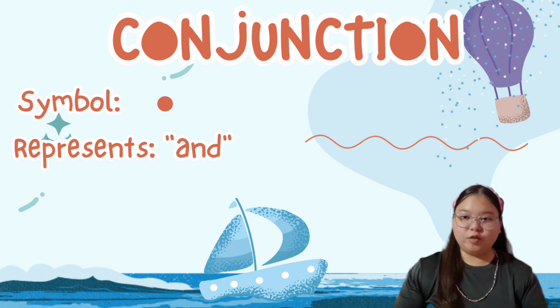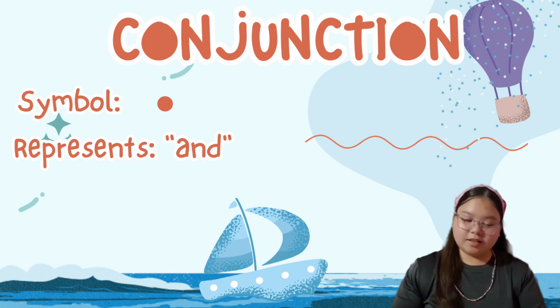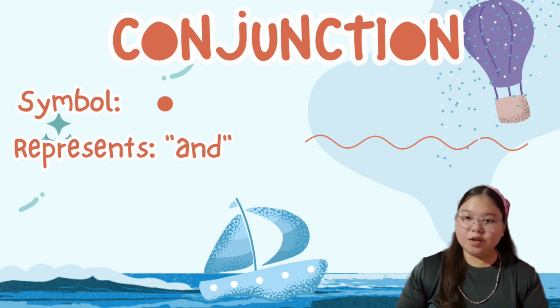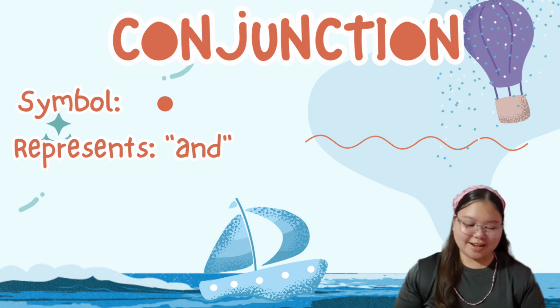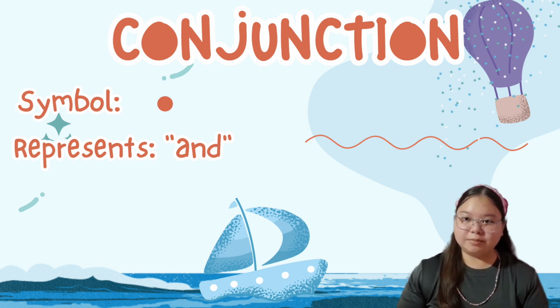Let's kick things off with conjunction. This symbol represents and, which conjoins two statements. For example, I am going to the beach and I am going to the museum.